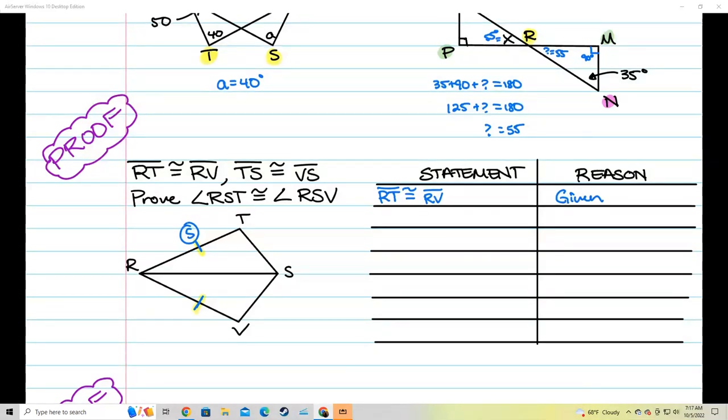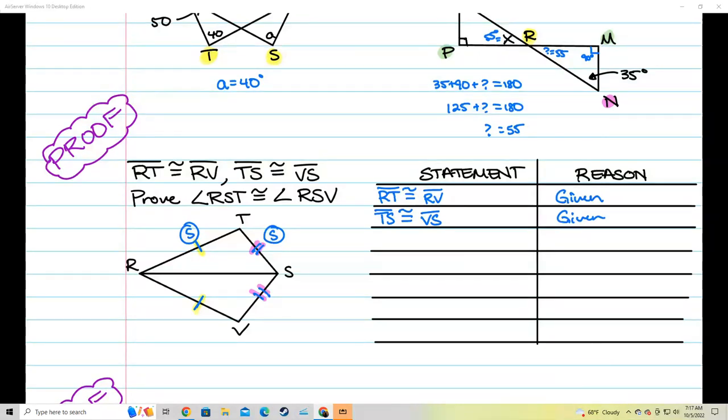They also told me that TS is congruent to VS. So let me go ahead and write that. TS is congruent to segment VS. How did I know that TS is congruent to VS? Well, they told me that one too. So I get to write that that one was given as well. That means they gave me another side. Is that enough to say that the triangles are congruent? Nope, that's not enough. Remember, triangles are congruent.